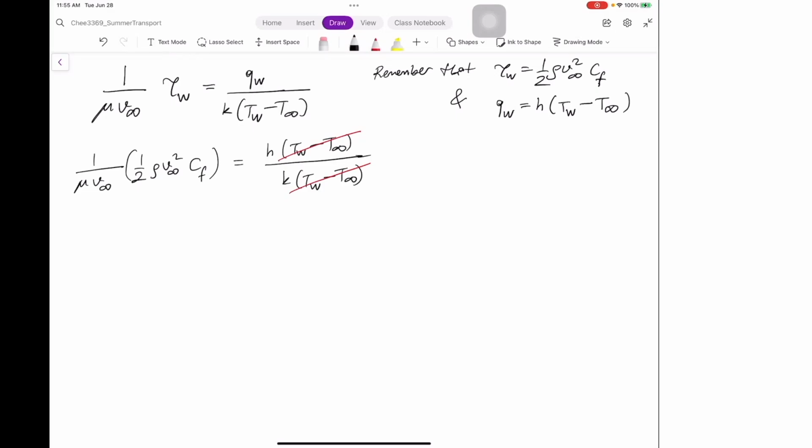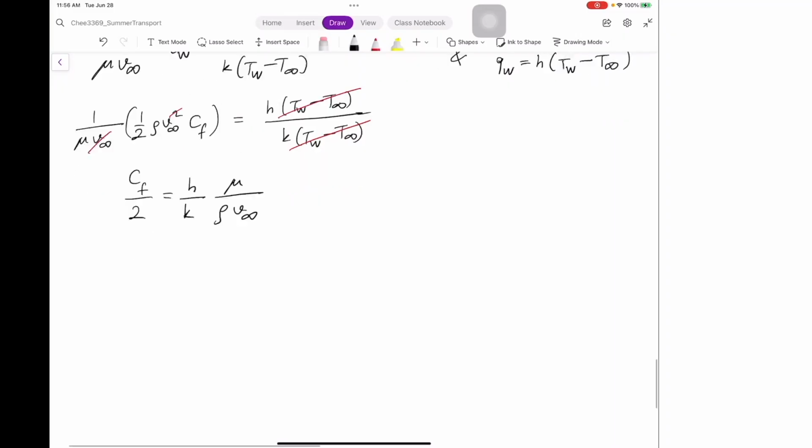And after some simplifications, you get the following. Let's take CF over 2 on the left-hand side, which is equal to, mu over rho, yeah, let's write it down, H over K times mu over rho V infinity.